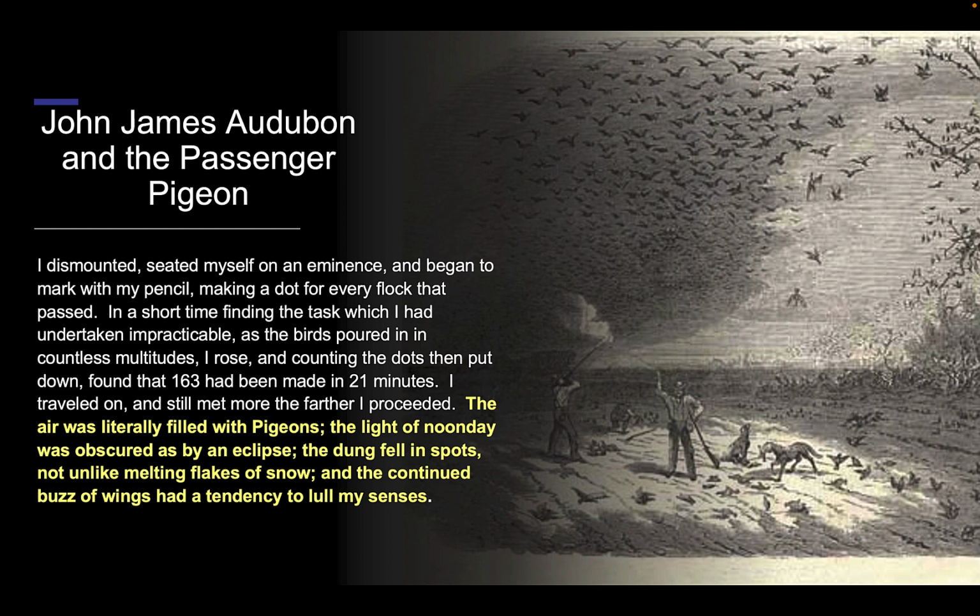John James Audubon, who I mentioned earlier, was a naturalist, and he observed these flocks of birds migrating, and when the passenger pigeon came through, he noted that it darkened the sky. So he says in a quote here, "I dismounted, seated myself on an eminence, and began to mark with my pencil, making a dot for every flock that passed. In a short time, finding the task I had undertaken impracticable, as the birds poured in countless multitudes, I rose, and counting the dots then put down, I found that 163 had been made in 21 minutes.